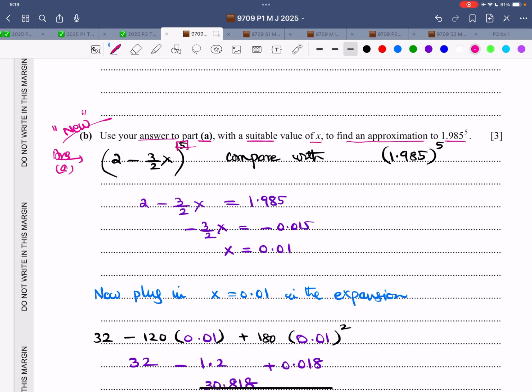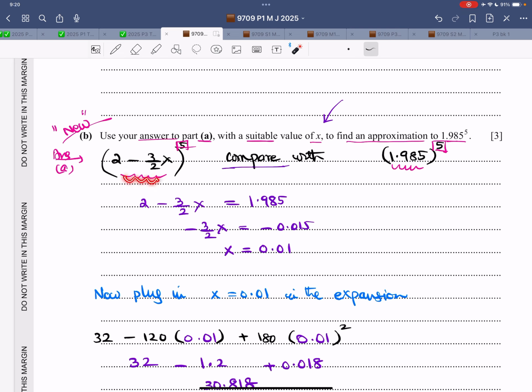The expression that we are using has a power 5, and all this thing is written over here. So what is the suitable value of x that we will plug in? We will get it by comparing coefficients. So now 2 minus 3 over 2 x is 1.985. Use a calculator. We find the value of x is 0.01.